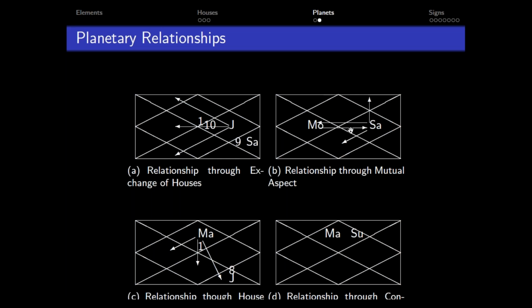Jupiter has three aspects. It aspects fifth house, seventh house, and ninth house. It is particularly known as Dvipadrashti. Saturn has three aspects. It aspects third house, seventh house, and tenth house. It is known as Ekpadrashti.